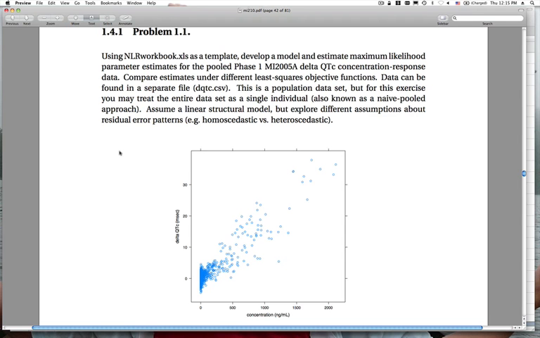Hello and welcome to our next installment in MI210, the Essentials of Population PK/PD Modeling and Simulation. Today's lecture topic is a continuation of the Chapter 1 topic on nonlinear regression, but today we're going to get to the case of extending maximum likelihood to the population framework.